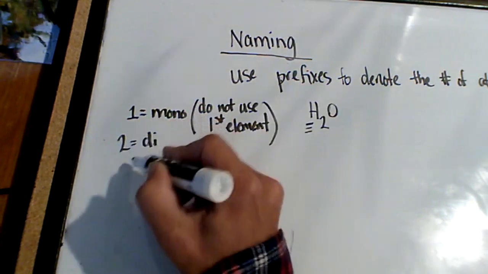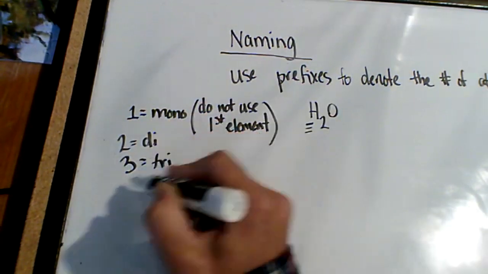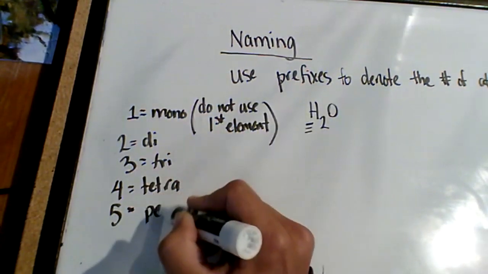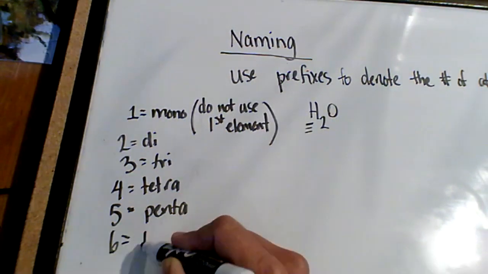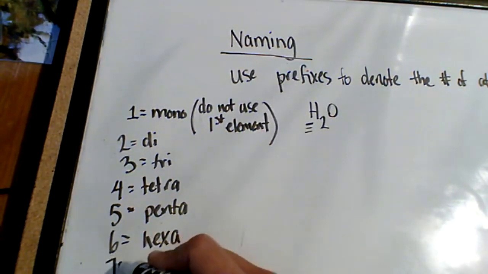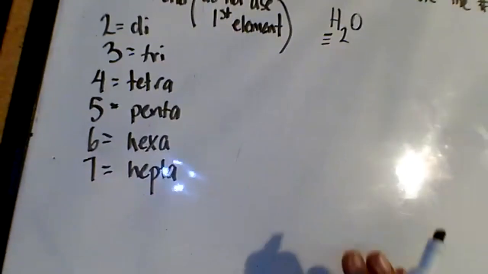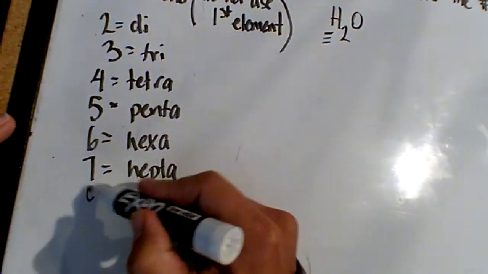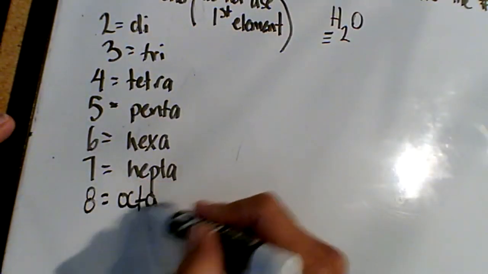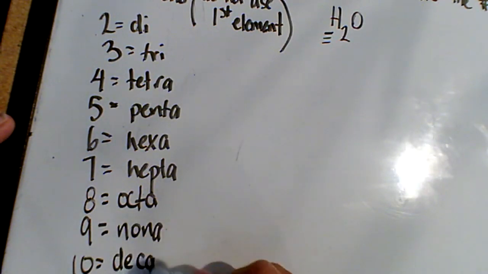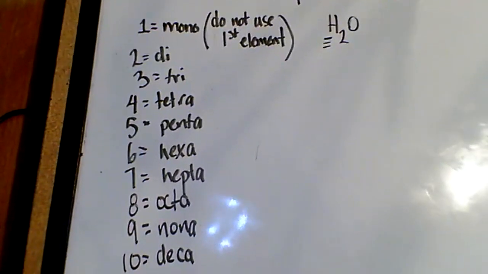2, di, 3, tri, 4, tetra, 5, penta, 6, hexa, 7, hepta, 8, octa, 9, nona, and 10 is deca. All right. And remember, 1 was up there at the top. And we do not use 1 for the first element.